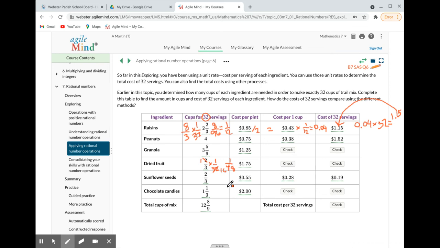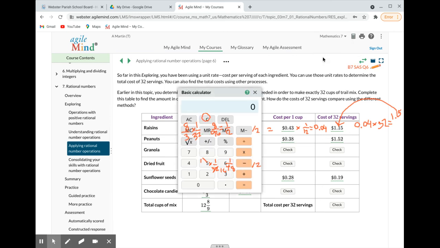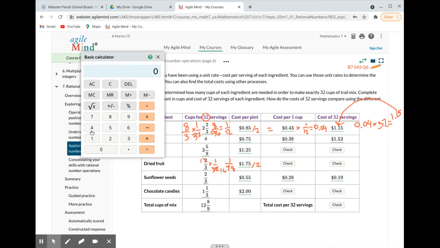All right, so what do we need to do with this? Divide it. All right, so we're going to take 1.75 and divide it by 2. Yes. All right, when we do that, we got 0.875. Let's check that. Yup, looking good. Okay, now what do we need to do to figure out how much it'll be for 32 servings? 88 cents times 32.